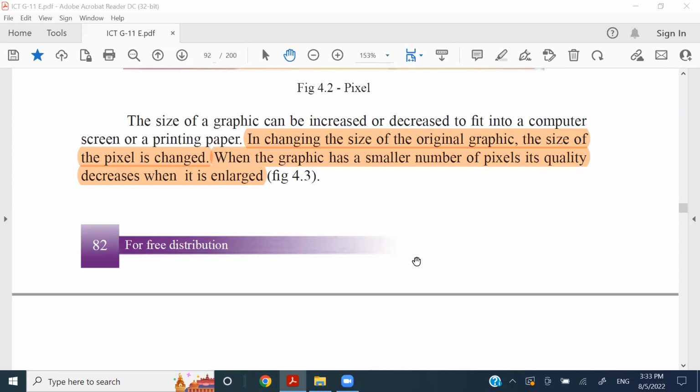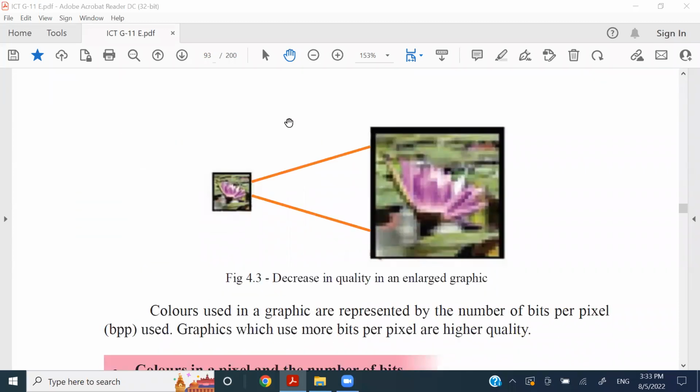Lamai, are we done? Right. Okay, moving forward.